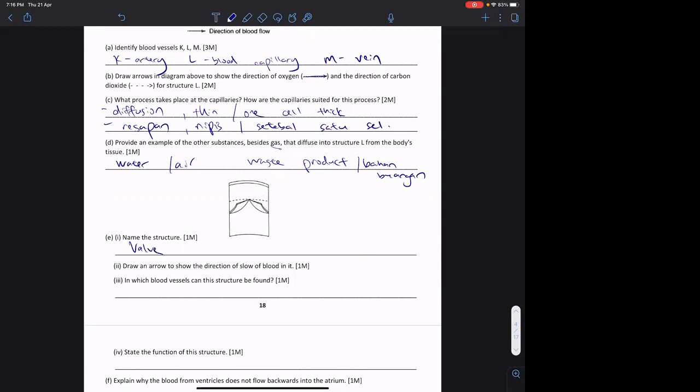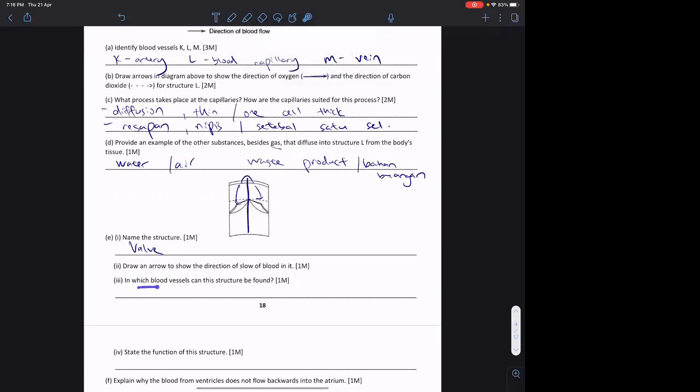Okay, this is called your valve. And then next, draw the arrow to show the direction of blood flow. So your blood flow would be going up, because when I want to go back, this thing will be blocking my flowing backward. So that's the function of your valve.